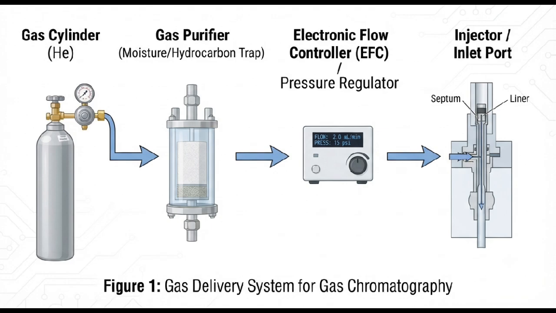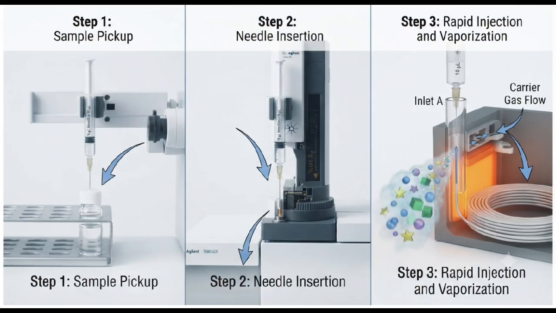Carrier gas. Let's start with the carrier gas. The carrier gas acts as the mobile phase of GC. Common carrier gases include helium, hydrogen, and nitrogen. The carrier gas must be sufficiently pure because contaminants can produce background signals, interfere with analysis, or affect detector performance. The gas flows continuously through the GC system and carries the vaporized sample through the column.